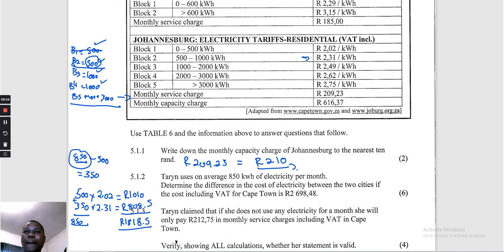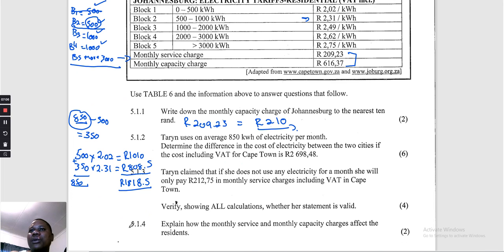Now we go back. This is the only charge for the electricity used, but if you look at your table, there are still 2 charges that we are left with to add there. So we add those charges: 1818,5 plus monthly charges of 209,23 plus the monthly capacity charge 616,37. So how much is it?